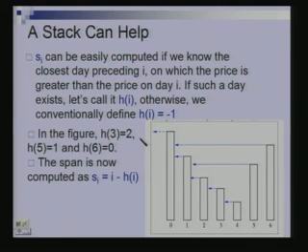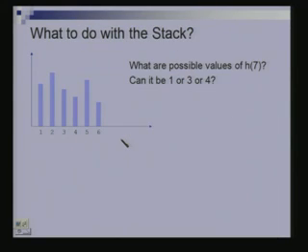Once you have computed these h's, how can you determine S sub I, the span? What is the span of 5 then? Span for the price on day 5 is 5 minus 1, 4. So, if we can compute these h quantities, we can compute the span very easily. How do we compute the h quantities?